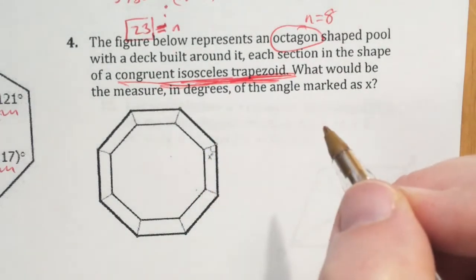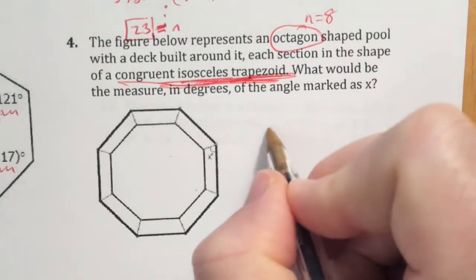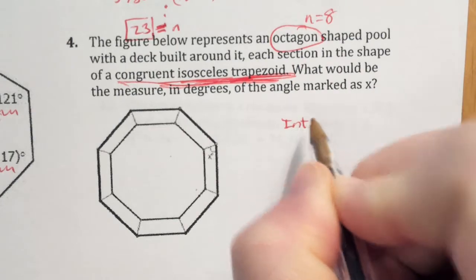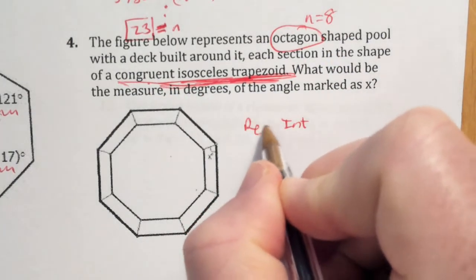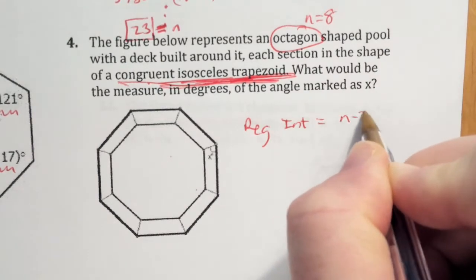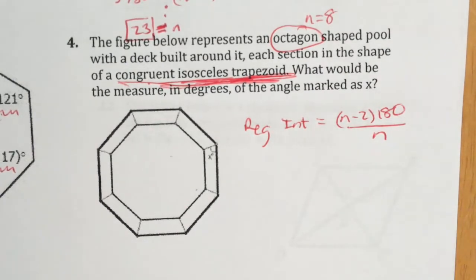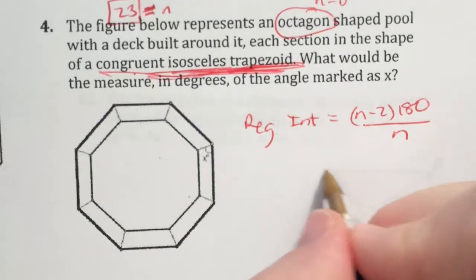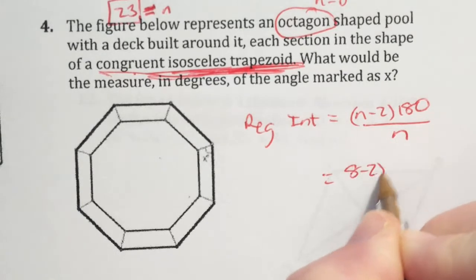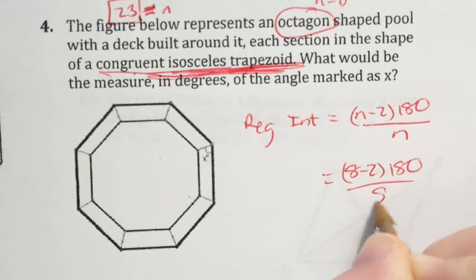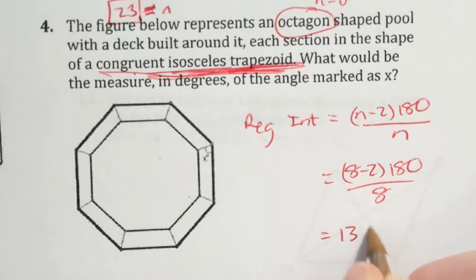Okay, so let's just go through the motions. Is x an interior or exterior angle? That's interior. Is it sum or regular? They said congruent isosceles, so that's regular. Interior regular is equal to n minus 2 times 180 divided by n. All right, so let's just focus on the right side for a second. There are 8 sides, so 8 minus 2 times 180 all over 8. And when you put that in the calculator, you get 135.